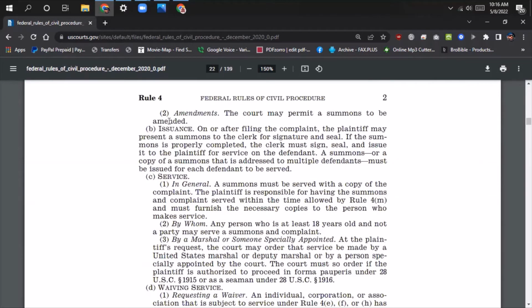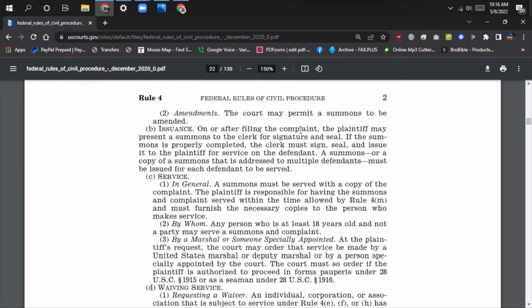And goes down to issuance, where we're going to go to service. So amendments, the court may permit a summons to be amended. On issuance, on or after following the complaint, the plaintiff may present a summons to the clerk for signature and seal. If the summons is properly completed, the clerk must sign, seal it, issue it to the plaintiff for service on the defendant. Let's go there again.